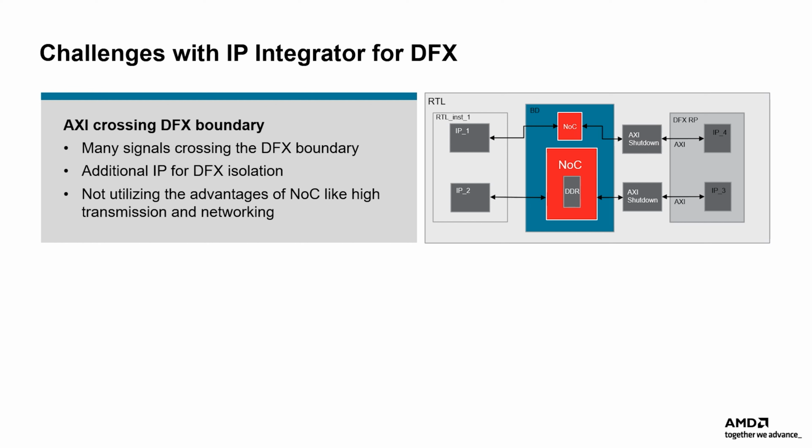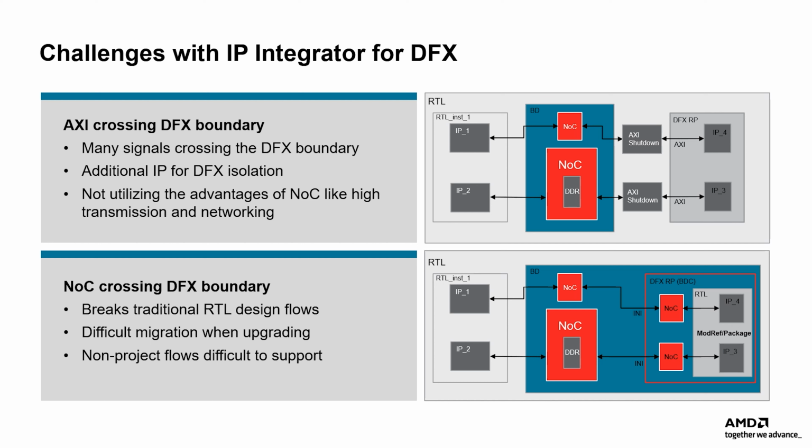When users use the NoC for crossing the DFX boundary, the top-level RM must be a block design container, and any user RTL for the RM must be added to the BDC via module referencing or the package IP flows. This disrupts traditional RTL design flows, making it harder to maintain consistency and efficiency. Migration will become difficult when upgrading. We will see how a modular NoC with the integration of RTL at the top level will enable easier accessibility and resolve these issues more efficiently.